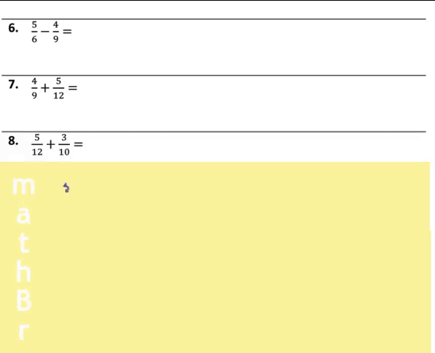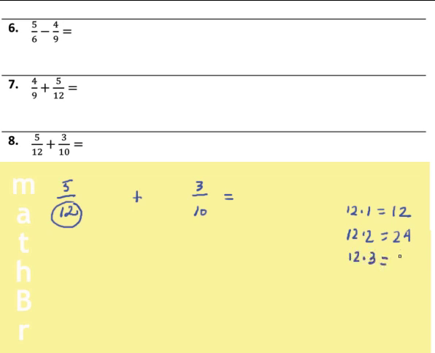Number 9, 5 over 12 plus 3 over 10. Here's our larger denominator. So let's look at 12 times 1. And 10 does not divide into 12. Let's do 12 times 2. Also not. 12 times 3. We're looking for something that 10 divides into. Here we have 36.